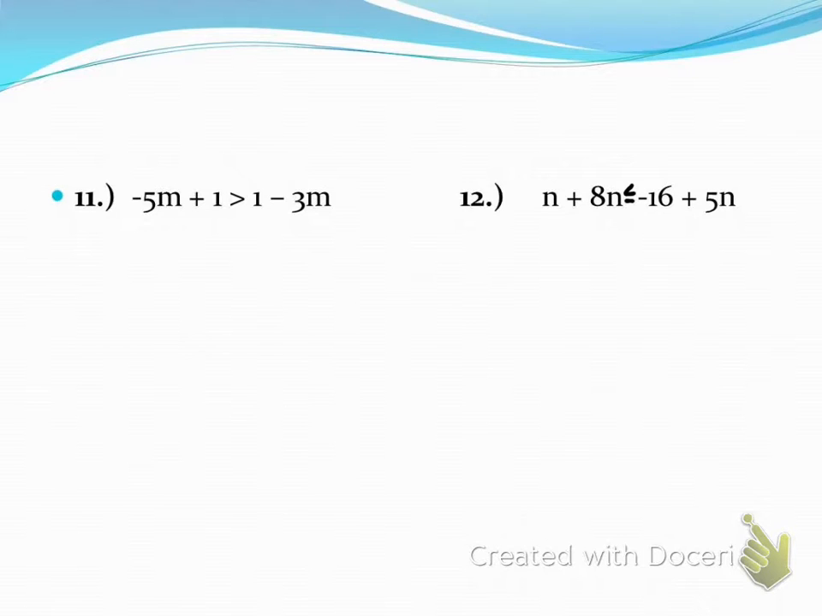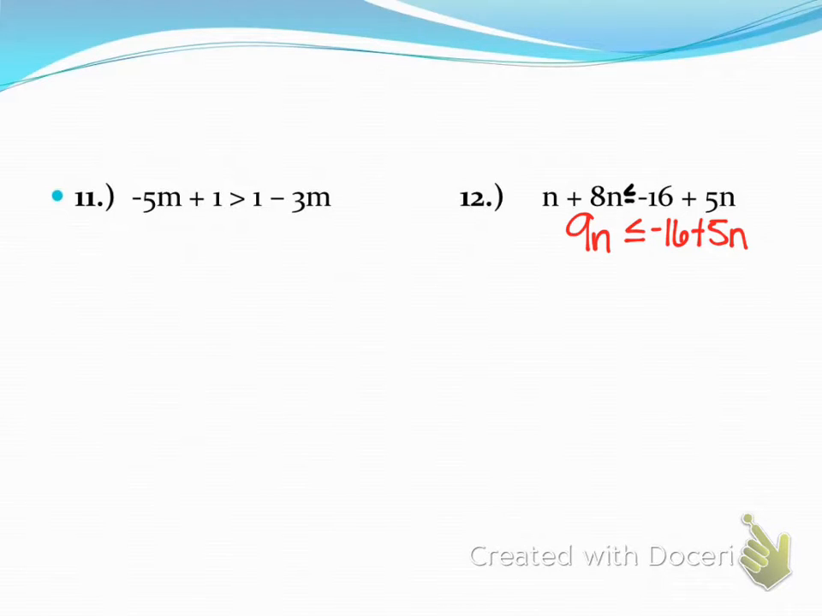Alright, on number 12, the first thing I want to do is get all my variables together and combined. So on the left side, I can just combine those. N plus 8n would give me 9n. 9n is less than or equal to negative 16 plus 5n. Next, I want to get all my variables to the left, which means I have to move this positive 5n.